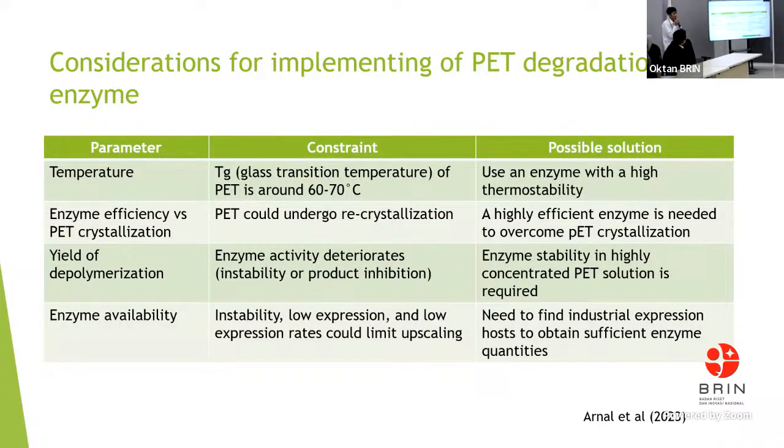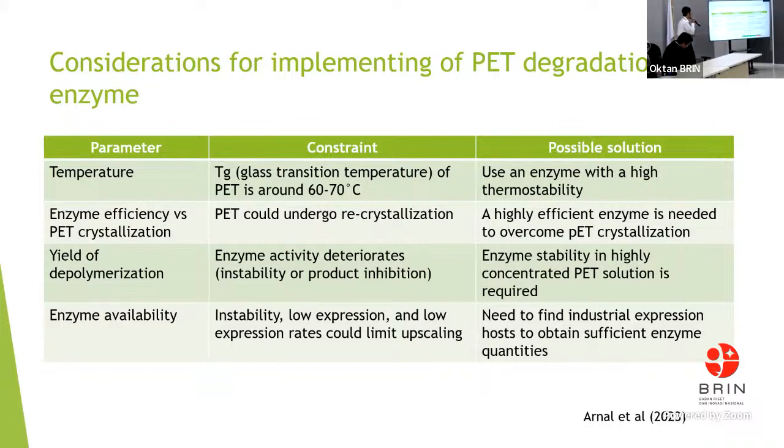And to treat the enormous waste, we need a large scale application. So we need a PET degrading enzyme that is workable for industrial application. There are some considerations for implementing it. The first one is temperature, because the glass transition temperature of PET is around 60 to 70 degrees, meaning that we need an enzyme with high thermostability that works around this temperature.